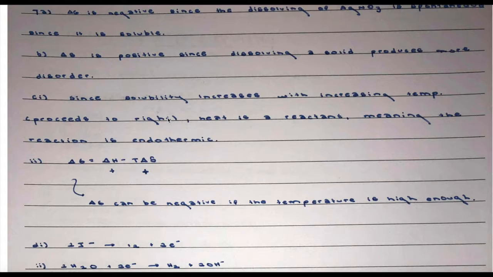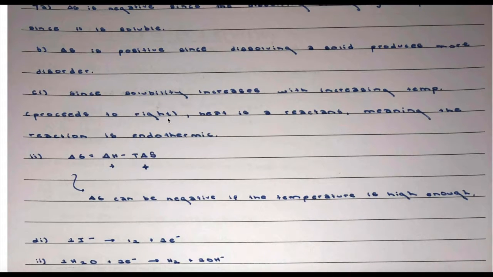Okay? So what this is saying is when you increase temperature, you shift to the right, which tells me that since solubility increases when I increase temperature, my delta H, or my heat, must be on the reactant side since it's proceeding to the right when I increase temperature. Since my heat is on the reactant side, that tells me that the reaction is endothermic.